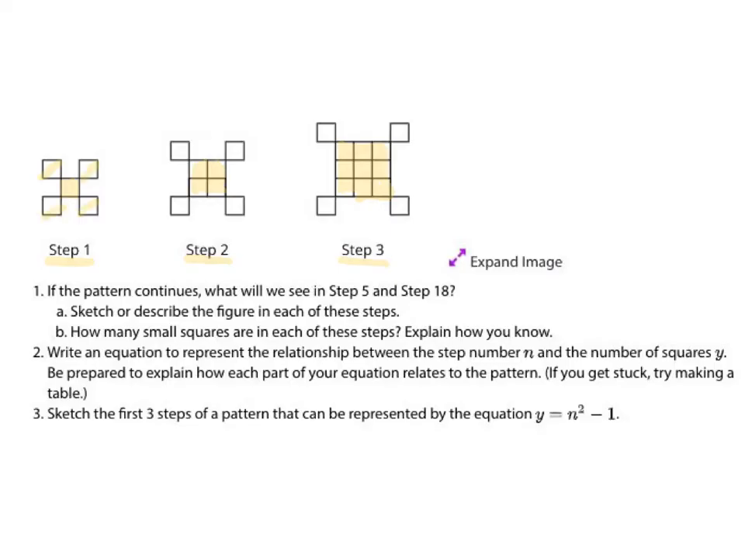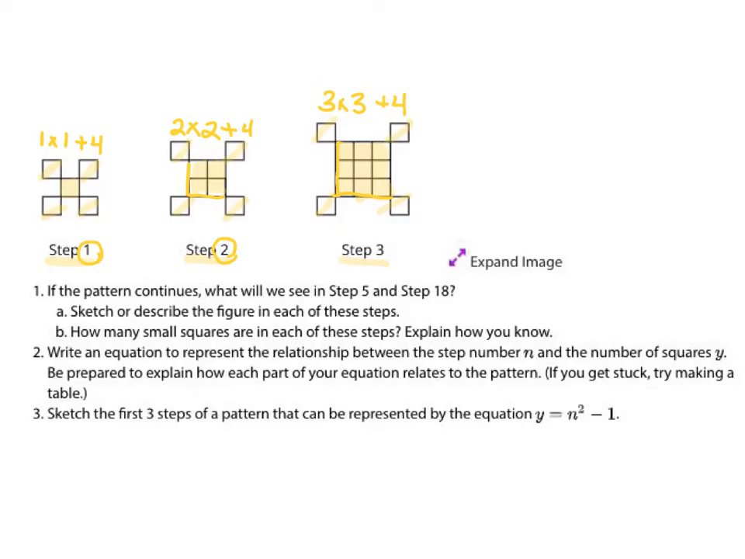It looks like these 4 squares on the outside are pretty consistent. Not pretty consistent, they're actually consistent. So what I see, step 1 gives me a 1 by 1 square in the middle plus 4 squares on the outside. Step 2 gives me 2 by 2 squares in the middle plus 4 squares on the outside. And step 3 gives me 1, 2, 3, 1, 2, 3 squares in the middle. It's a 3 by 3 plus 4 squares on the outside.